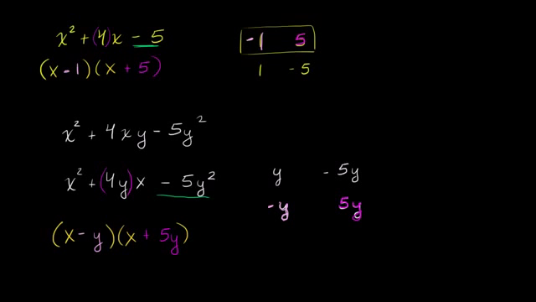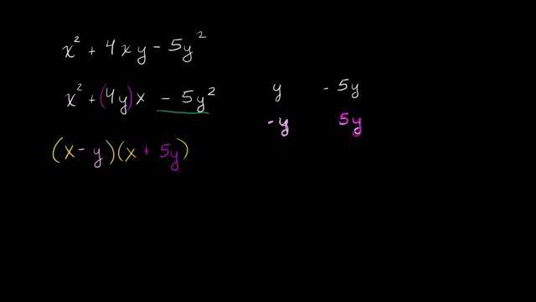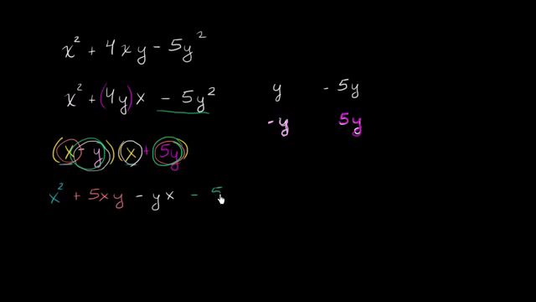So let me do that here, just so we know for sure. x times x is going to be x squared. x times 5y is going to be plus 5xy. Then negative y times x is negative yx. And then finally, if we take, and I'm running out of colors, negative y times 5y, that's negative 5y squared. And now we just have to simplify.